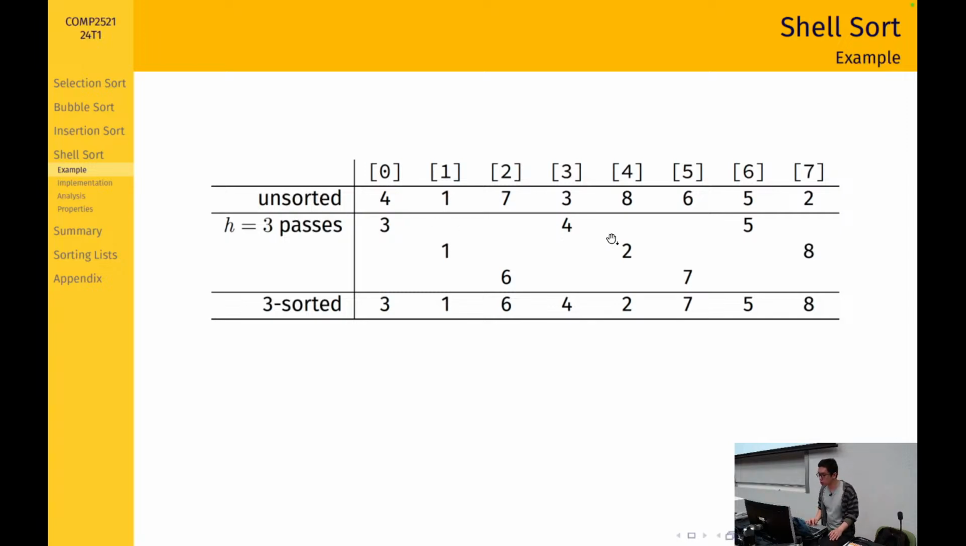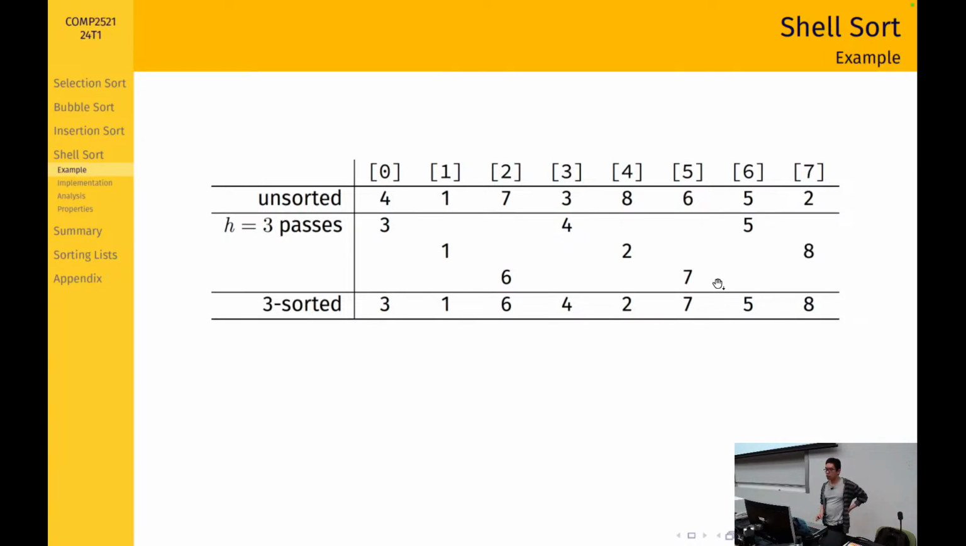So there are 3 groups here. First we have index 0, 3, and 6. These elements are 4, 3, and 5. Then we have another group, which is index 1, 4, and 7, which are 1, 8, and 2. Then we have another group, which is index 2 and 5. These are 7 and 6. Once we H sort the array with H equals 3, we get each of these groups in order. So we have 3, 4, 5 here, 1, 2, 8, and 6 and 7.